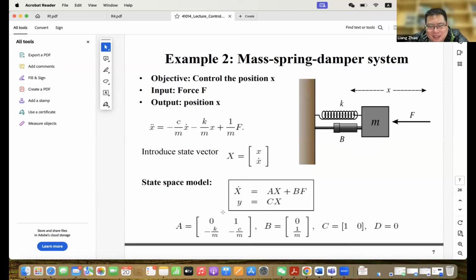So let's say you have this A and B, and put it here. If you put it here, then you will have this equation. Try to calculate it inside. So replacing this x by x and x dot, like matrix multiplication. After you do that, you will have this equation.